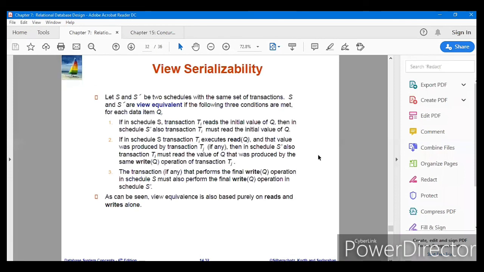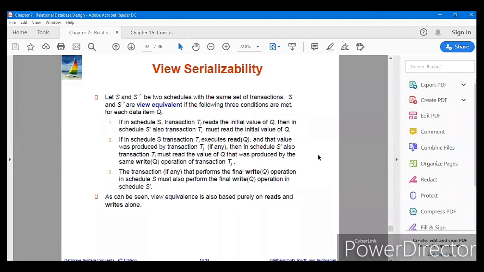So view serializability: let S and S dash be two schedules with the same set of transactions. S and S dash are view equivalent if three conditions are met. First, if in schedule S the transaction Ti reads the initial value of Q, then in schedule S dash also the transaction Ti must read the initial value of Q. If you go through all these three conditions, it actually means that it should be a replica. View equivalent means it is a replica.